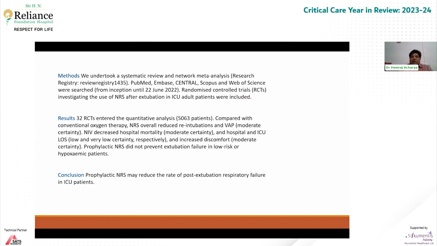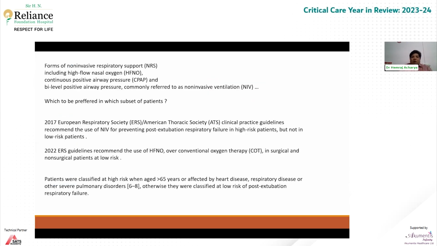In conclusion, prophylactic non-invasive respiratory support may reduce post-extubation respiratory failure in ICU patients. They have talked about the forms of non-invasive respiratory support as HFNC, CPAP, bilevel positive pressure, BiPAP, and which is to be preferred in which subset of patients. They have talked about the 2017 European Respiratory Society practice guidelines, which recommend the use of NIV for preventing post-extubation respiratory failure in high-risk patients, but not in low-risk patients.